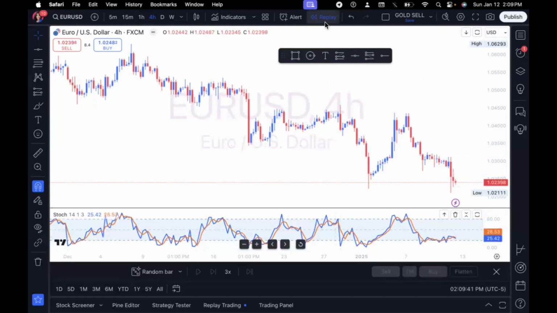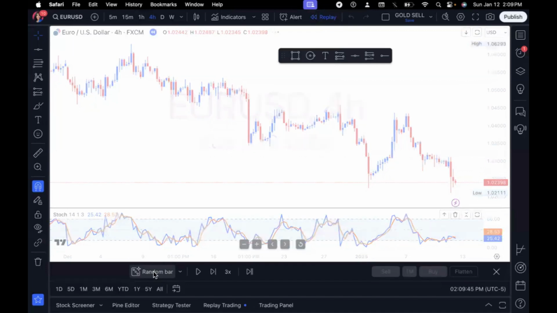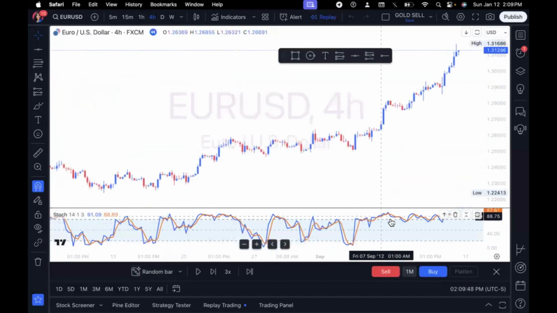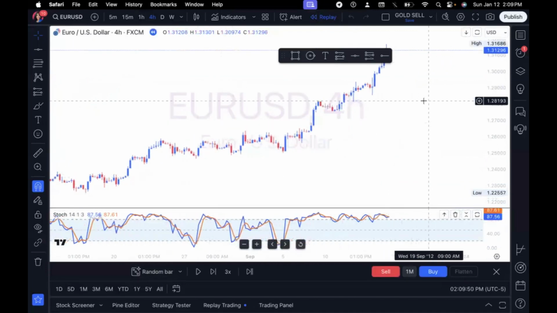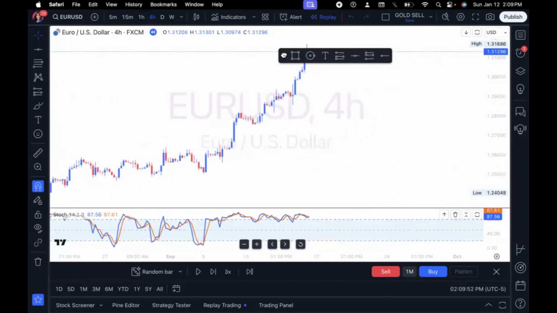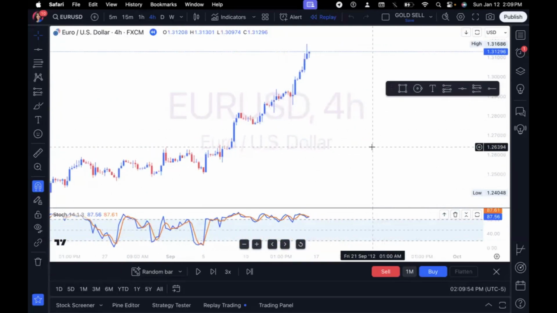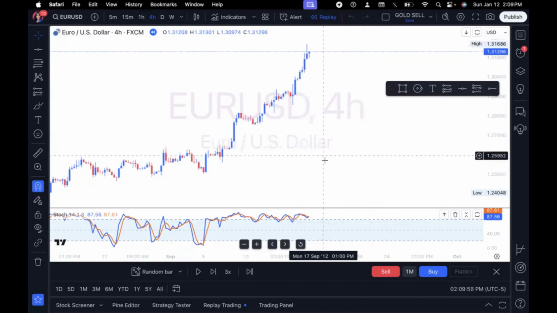So I'm going to go ahead and put this in replay mode, and I'm going to come down to the bottom of my screen and click random bar. Now we can see that the market has taken us to a random place in the chart, and we're going to do our analysis in real time as if this is where it currently was.